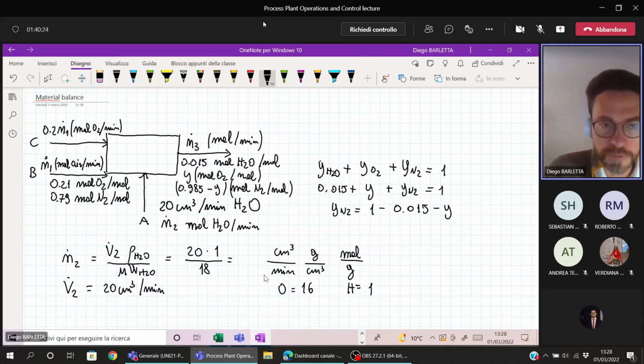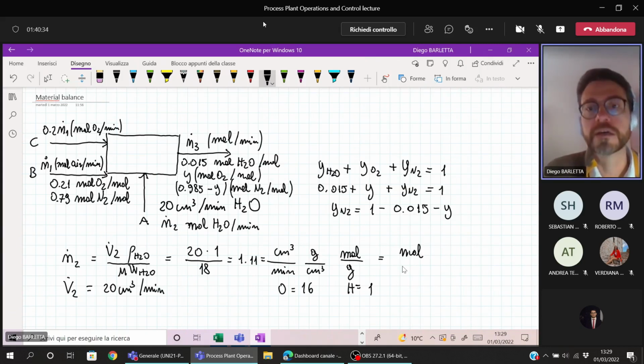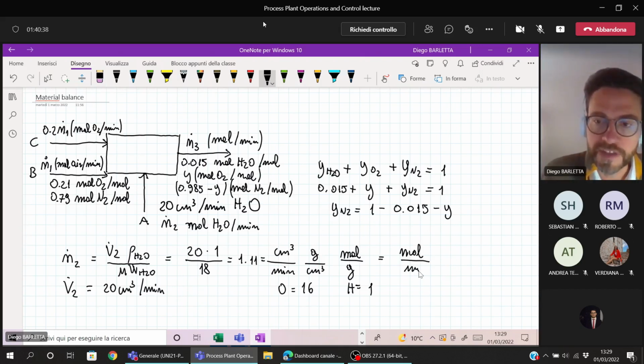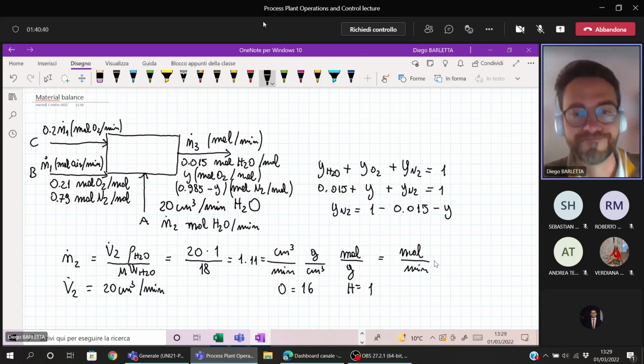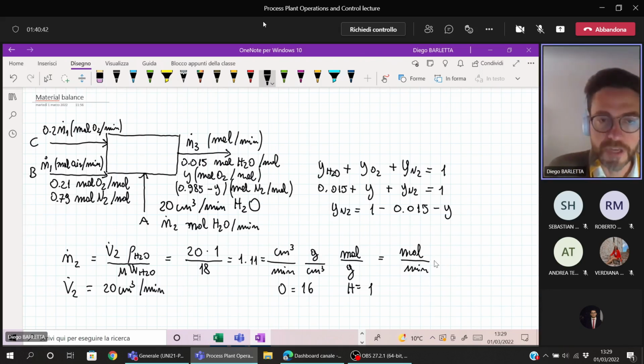And so with this we obtain 1.11, and the resulting units are mole per minute. That is exactly what we need. So this is just a conversion, it's not a material balance.